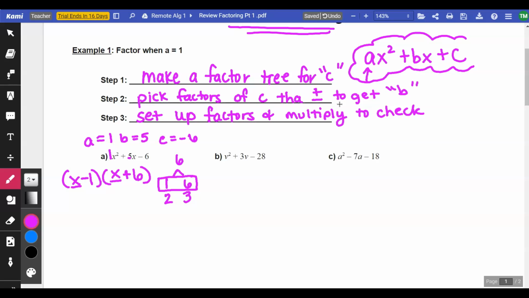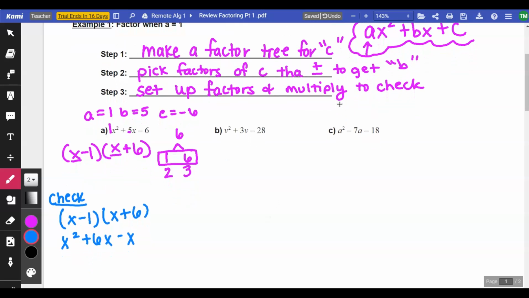Now, how can I absolutely positively make sure that this is correct? I can multiply to check. So I have x minus 1 times x plus 6. x times x is x squared. x times 6 is 6x. Negative 1 times x is negative x. And negative 1 times 6 is negative 6. When I combine my like terms, 6x and negative x, I get x squared plus 5x minus 6. And there we have it. This x squared plus 5x minus 6 is what I started out with originally. So I know that x minus 1 times x plus 6 is in fact the factored form of x squared plus 5x minus 6.